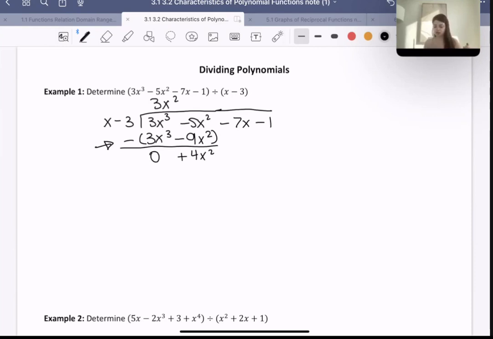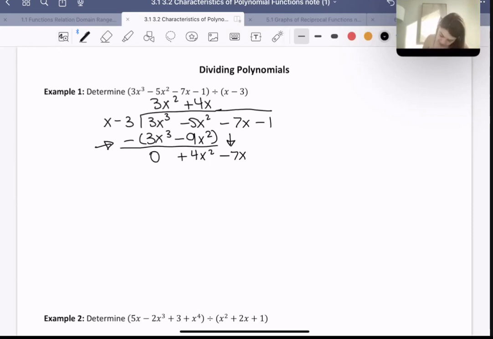And unfortunately, the sucky thing about dividing polynomials, or really any long division, is if you make one small mistake, then the entire answer from that point forward is going to be wrong, and that's very unfortunate. So we want to try and avoid that. Okay, then let's bring down the negative 7x. Okay, so now how many times does x go into 4x squared? Well, 4x times, so we'll add 4x here.